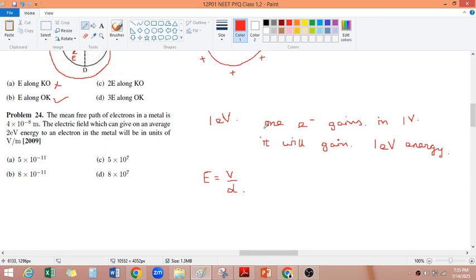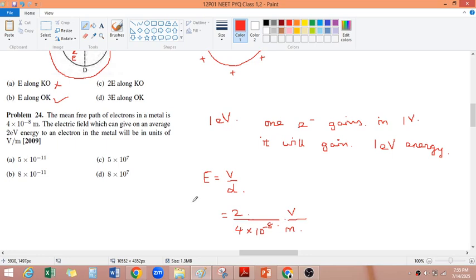As I said, 1 electron volt means you are applying 1 volt to get this energy. So if you are getting 2 electron volt, it means you are applying 2 volt. So that means 2 volt here, and the D is the mean free path distance. So that means it will be 4 into 10 power minus 8 meters. So this is your volt, this is meter.